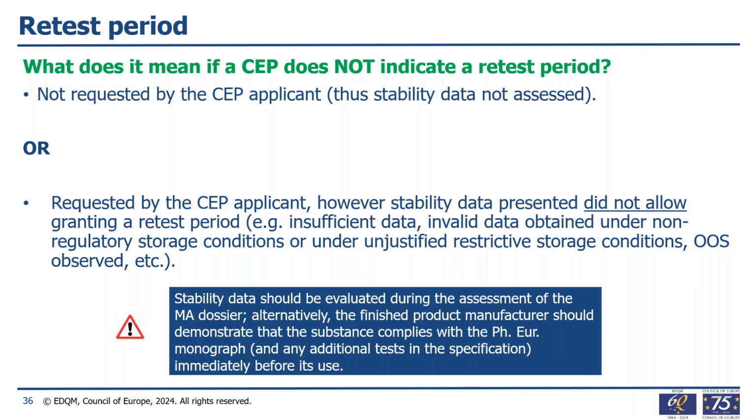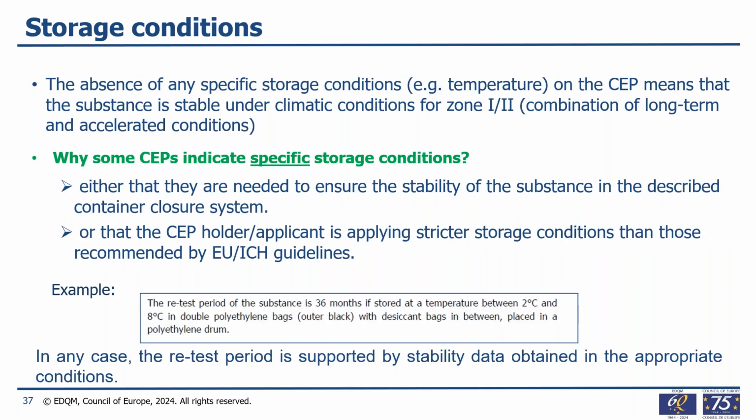Alternatively, when there is no retest period, the finished product manufacturer should demonstrate that the substance complies with EP and additional CEP requirements immediately before its use in the manufacture of the finished product. So in most cases, the specific storage conditions are not mentioned on the CEP, and this means that the substance is stable under climatic zones 1 and 2 conditions, in long-term and accelerated conditions.